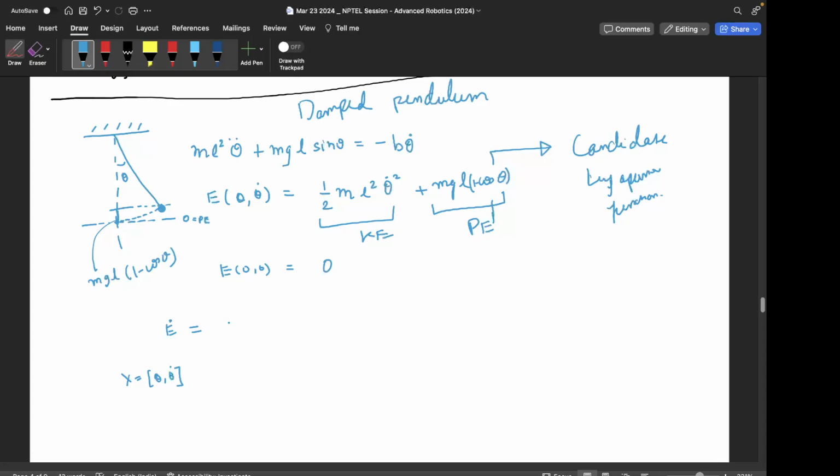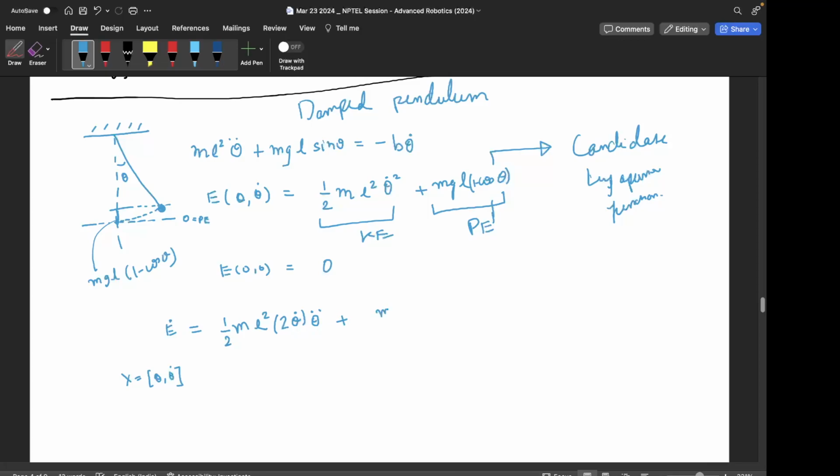So let's start differentiating. The first term is half m l square theta dot square, so 2 theta dot and theta double dot. First we differentiate with respect to theta dot, and then we differentiate theta dot with respect to time, right?